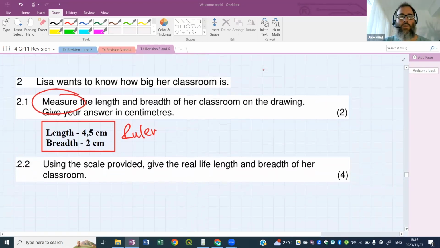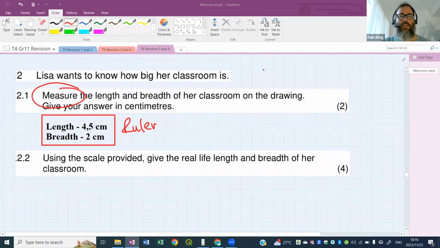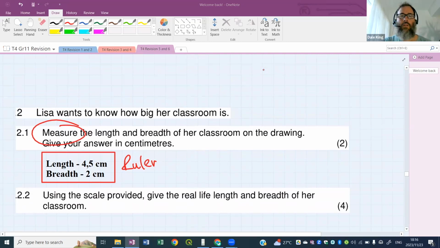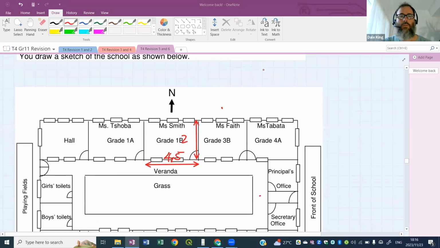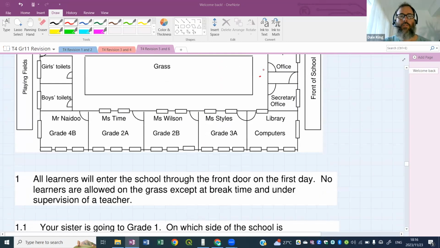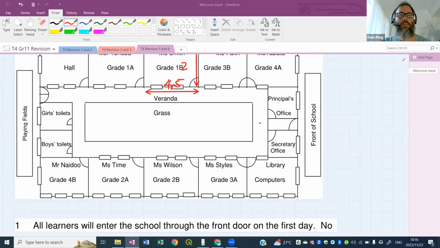Here comes the next one. 2.2. Using the scale provided, give the real life length and breadth of the classroom. Now, okay, the scale was there, but now it's disappeared. So I'm going to tell you that the scale is 1 is to 150. 1 is to 150. Okay, let me bring that down.